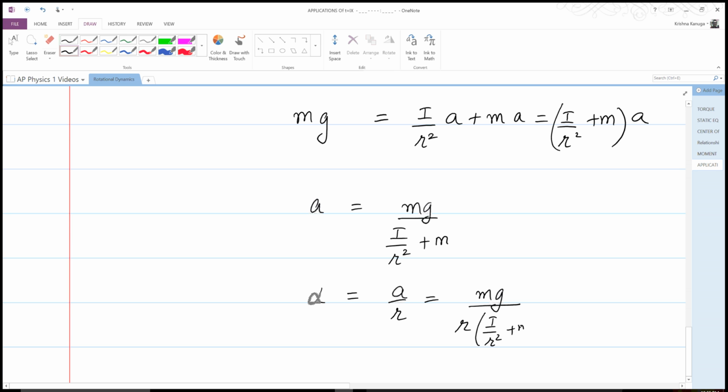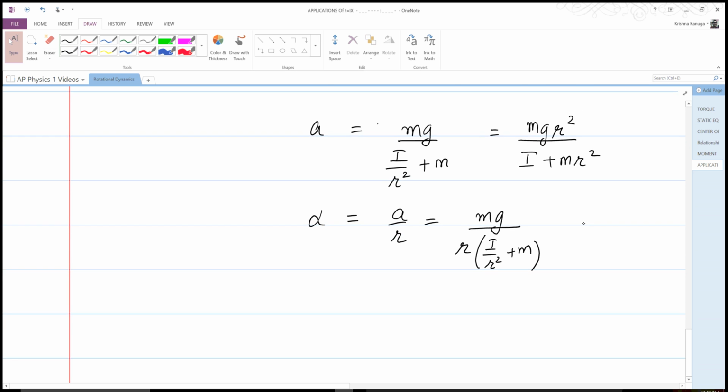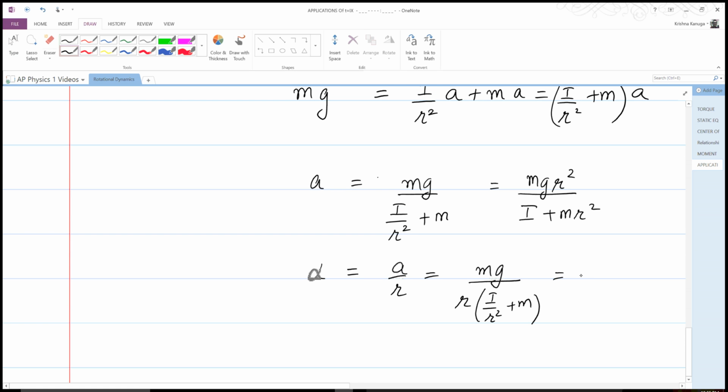Now some of you may want to simplify the first term and rewrite this as mg times R squared over (I plus m R squared). The way I do this is by dividing the numerator and the denominator by R squared, which eliminates the R squared in the denominator, and then I have to distribute it, so I get an m R squared term. On a similar basis on this side I could also get mgR over (I plus m R squared). So these are all equivalent things.